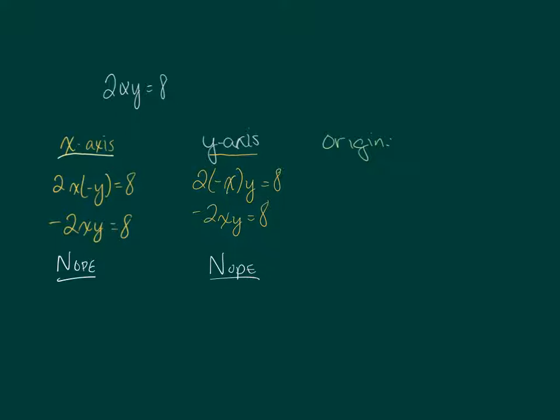And then finally the origin. You plug in both a negative x and a negative y value. So we would have 2 times negative x times negative y. And here it's a little interesting because a negative times a negative is a positive, so you would actually end up with 2xy equals 8. So this one is exactly the same or equivalent to your original equation. So your graph for this one is symmetric to the origin. So for that answer, you would write symmetric to the origin, but not the y or the x-axis.